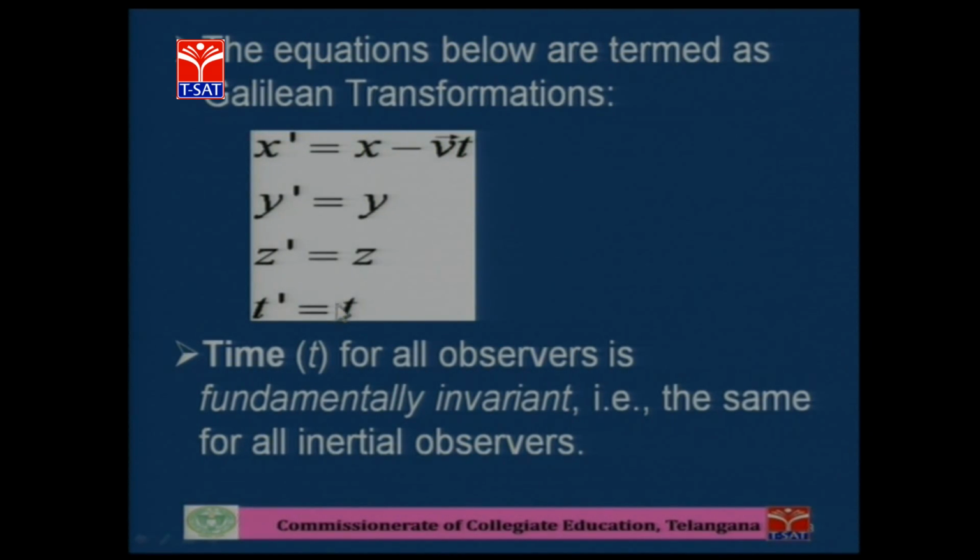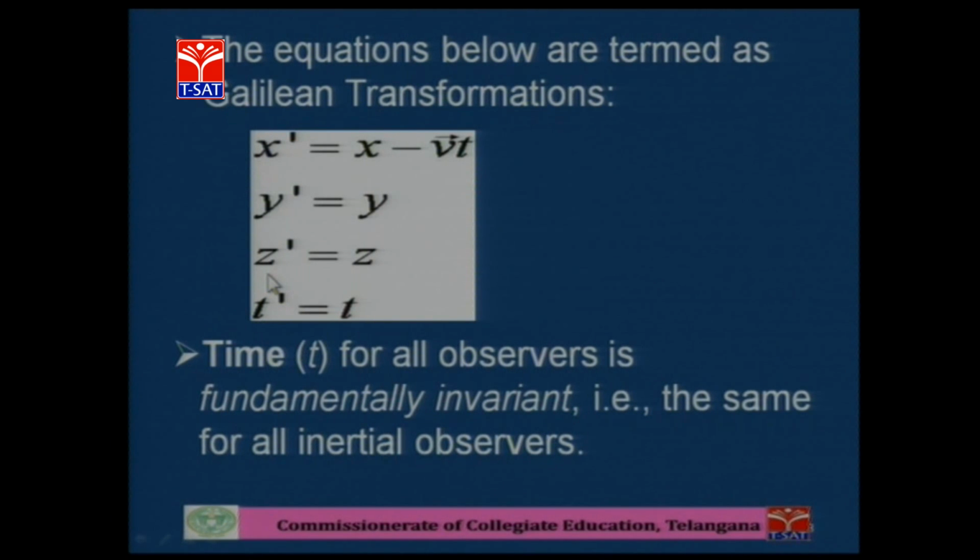The equations which we have shown are called Galilean transformations. Here x dash from frame K dash is x minus vt, where x and t are the coordinates of the point P when viewed from the frame K. Similarly, y dash, the y coordinate of point P observed from frame K dash, is equal to y, the y coordinate of point P observed from the frame K.